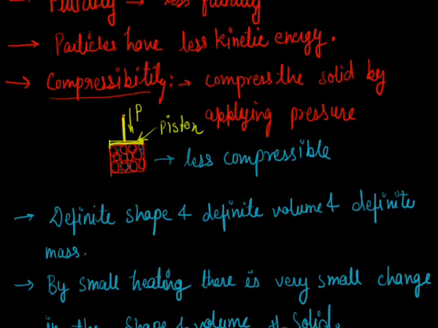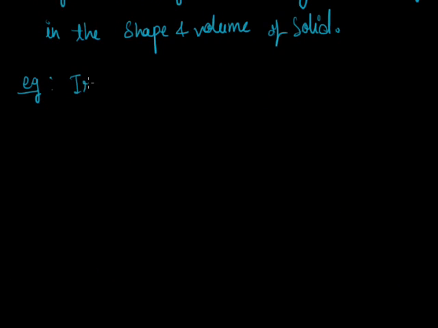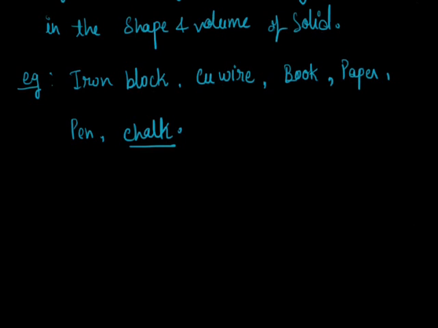Examples of some solids are an iron block, copper wires, and many things around us like book, paper, pen, chalk. These are solids. They have the compactly packed arrangement of particles.